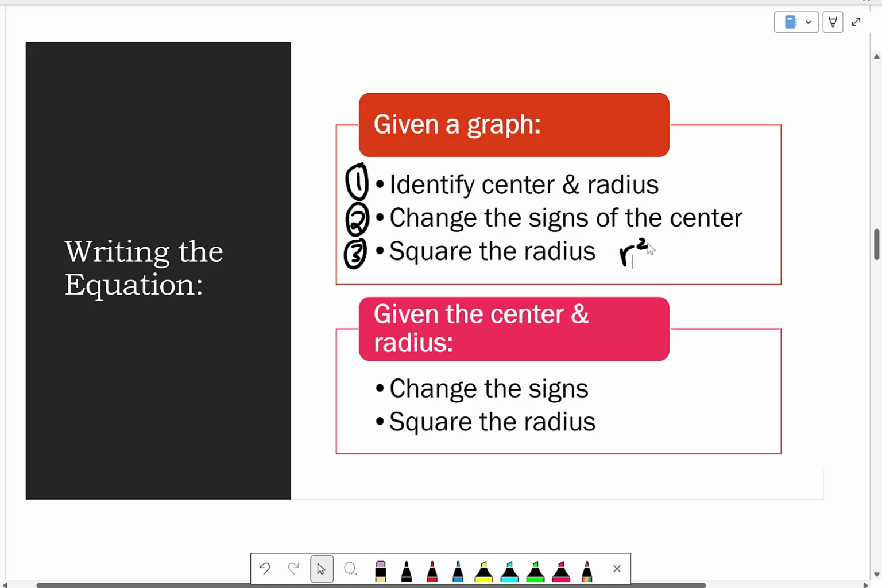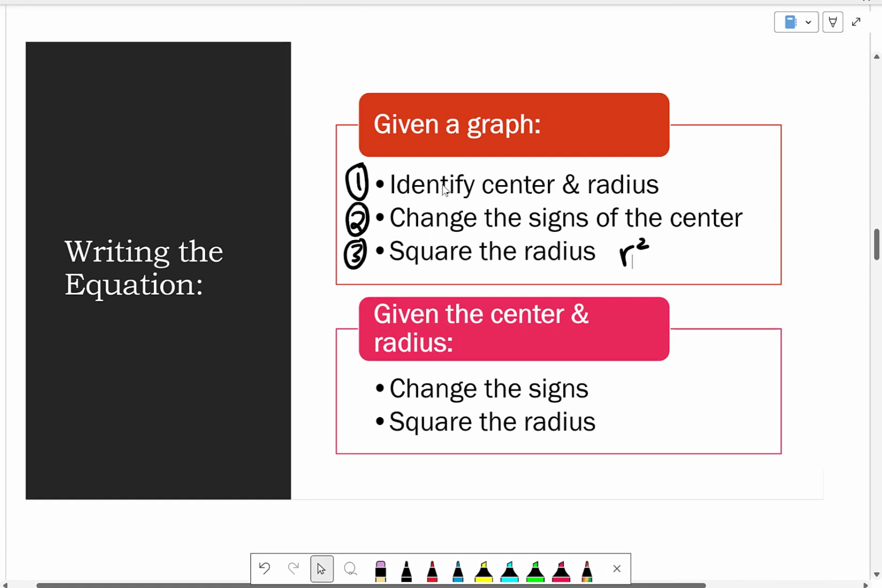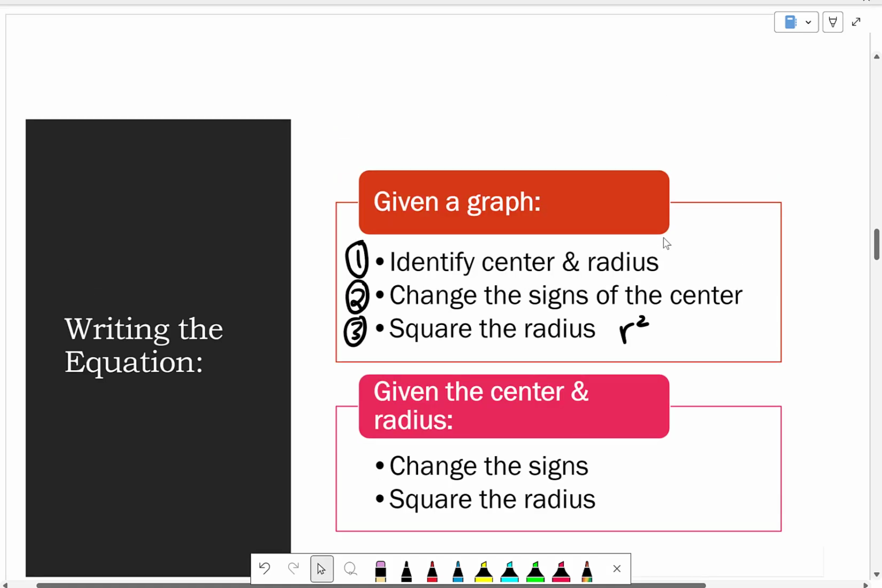So r squared. So here's our first example. We have a graph, and step 1, identify the center and radius.